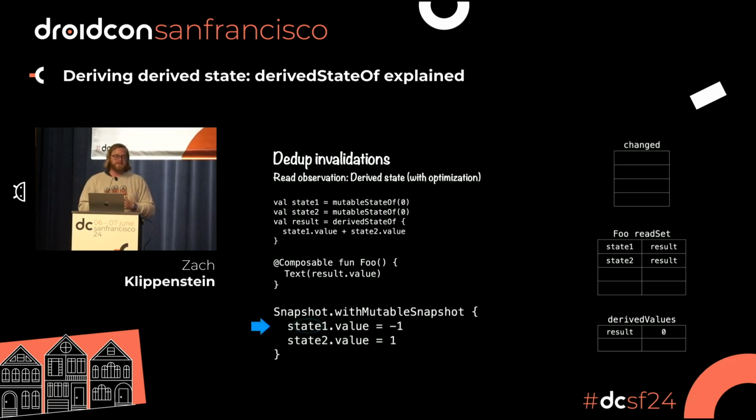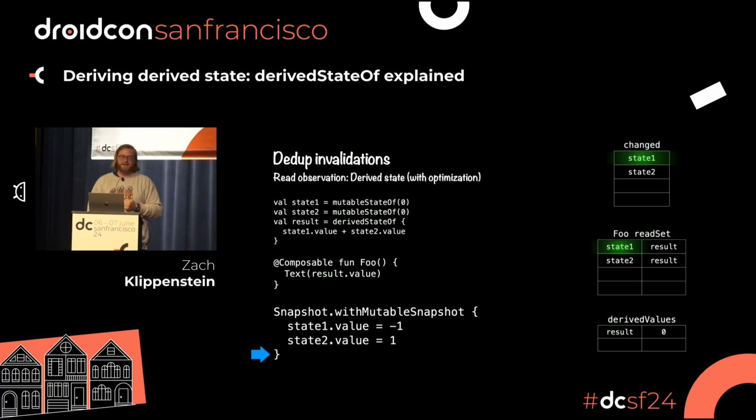So now we're going to go change our states again. We're going to keep track of those in the snapshot. And then when this applies, somewhere deep in the composition, it's going to use that register apply observer thing. And it's going to see that state 1 changed, and foo read state 1 transitively.